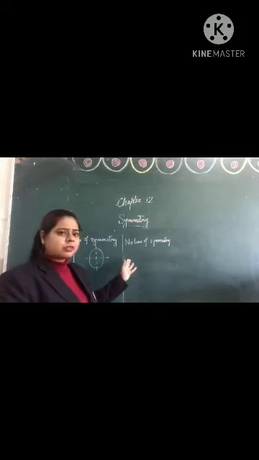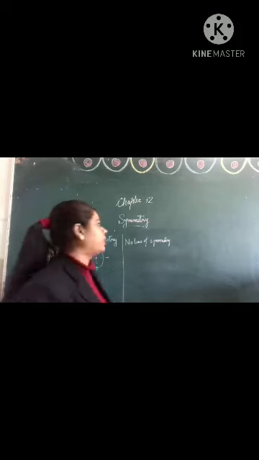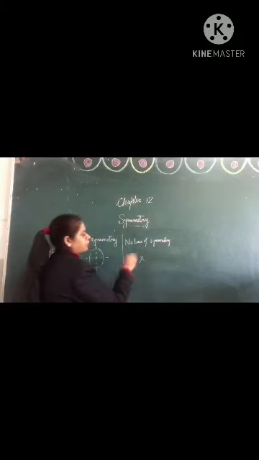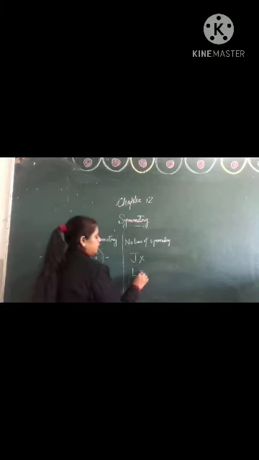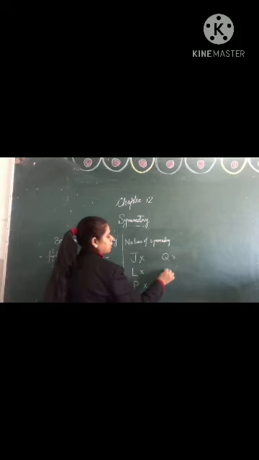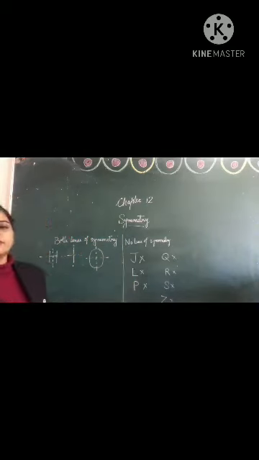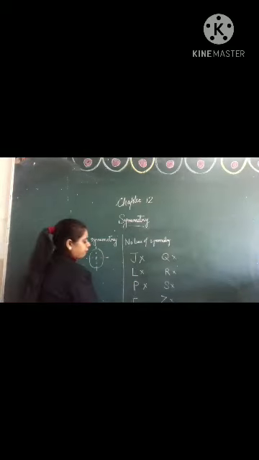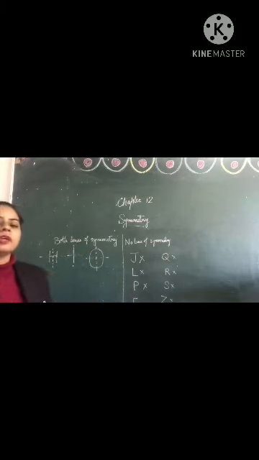There are some alphabets which can't be divided in symmetry, like J. J is having no line of symmetry. Like L, P, Q, R, S, Z. There are some alphabets which have no line of symmetry. They can't be divided in any line. F, it is not having any line of symmetry.